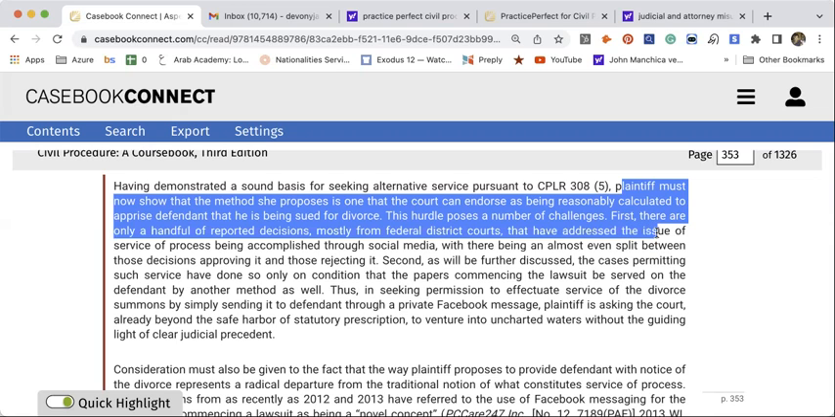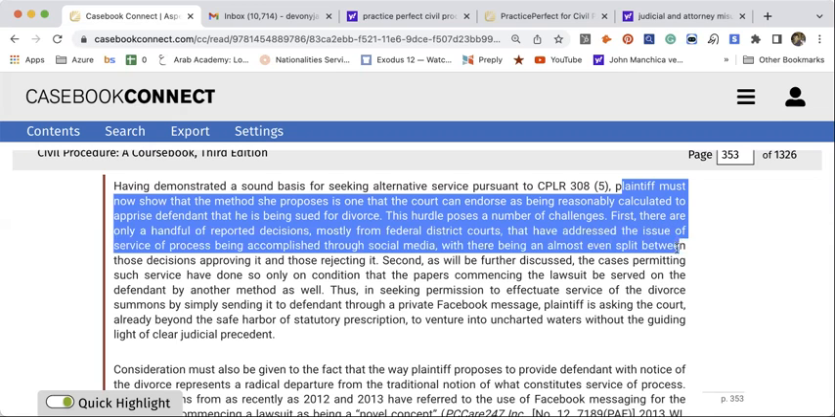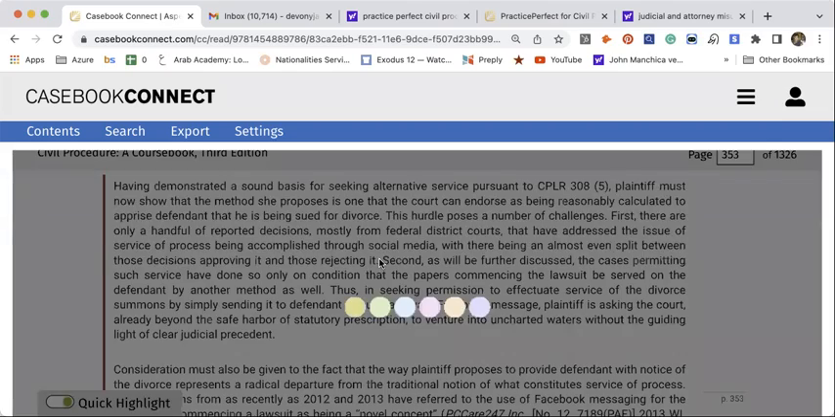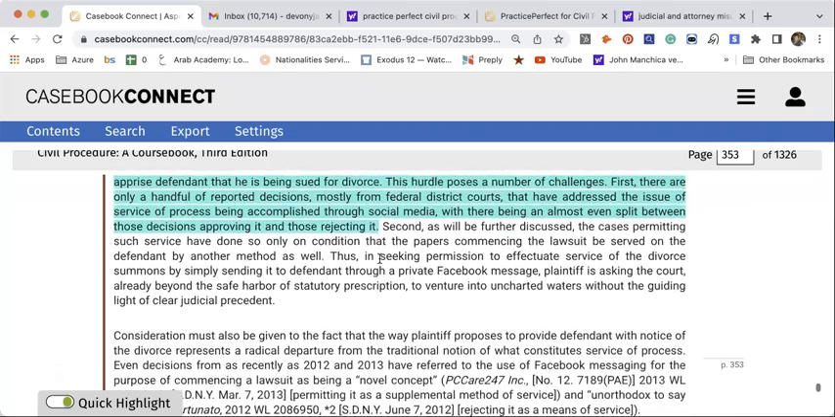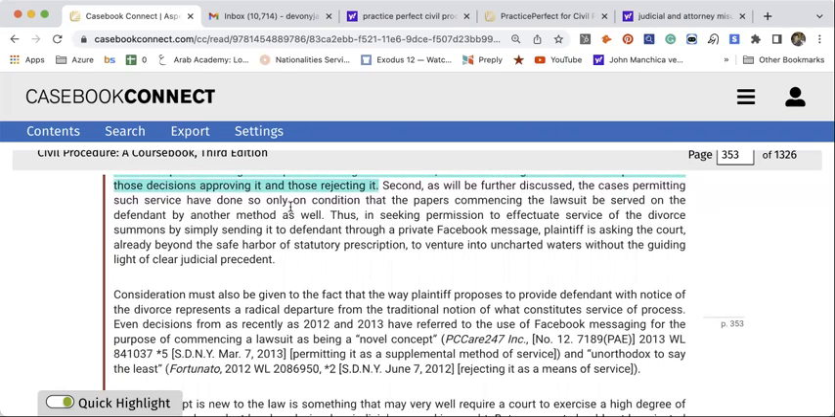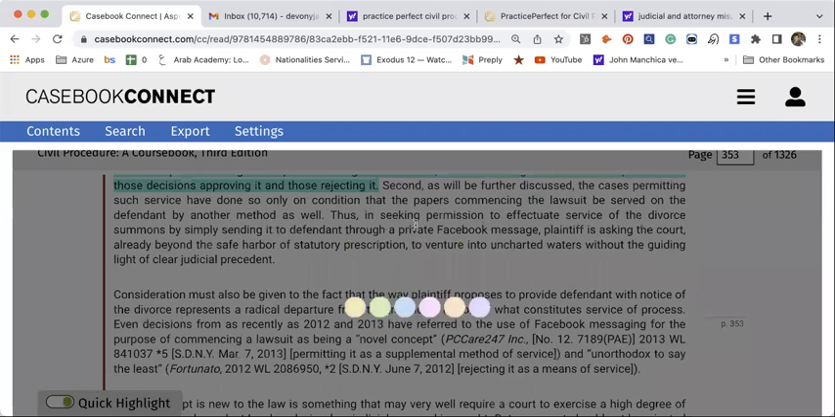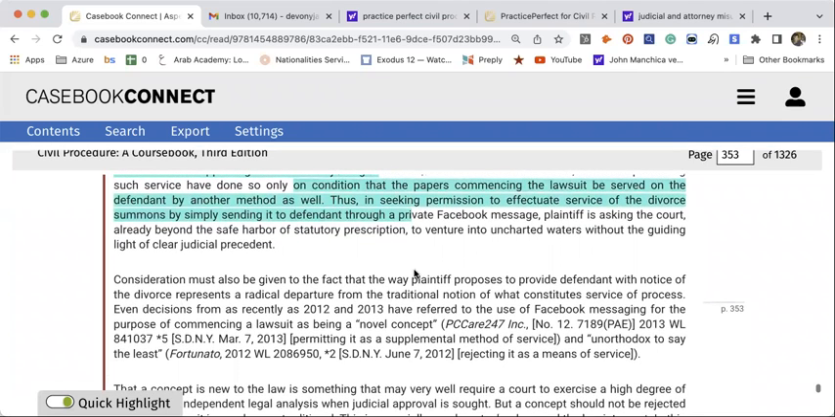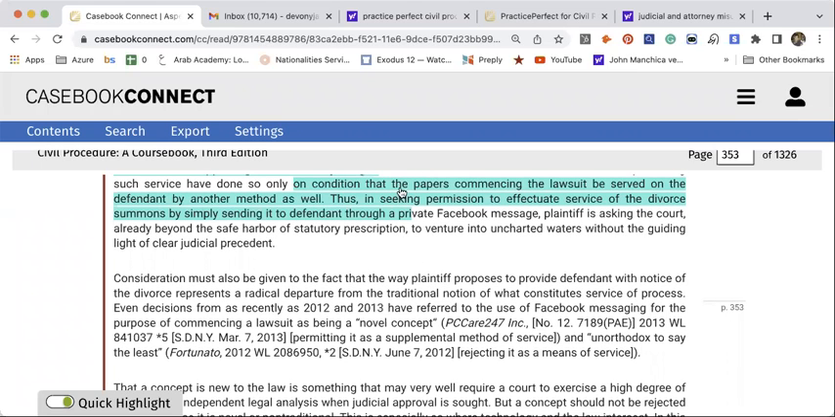First, there are only a handful of reported decisions, mostly in federal district courts, that have addressed the issue of service of process being accomplished through social media, with there being an almost even split between the decisions approving it and those rejecting it. Second, as will be further discussed, the cases permitting such service have done so only on condition that the papers commencing the lawsuit be served on the defendant by another method as well, thus seeking permission to effectuate service of the divorce summons by simply sending it to the defendant through private Facebook message.